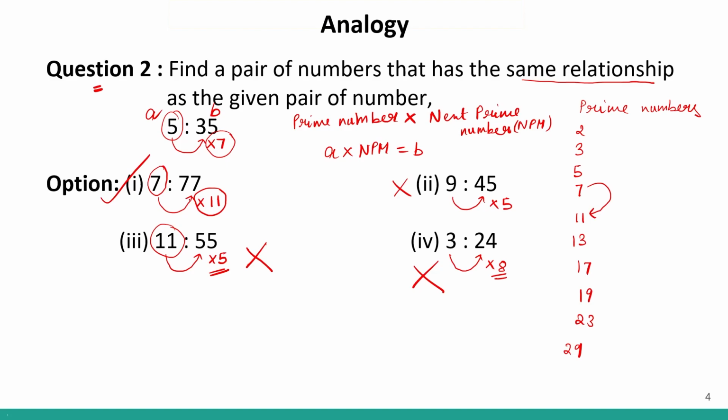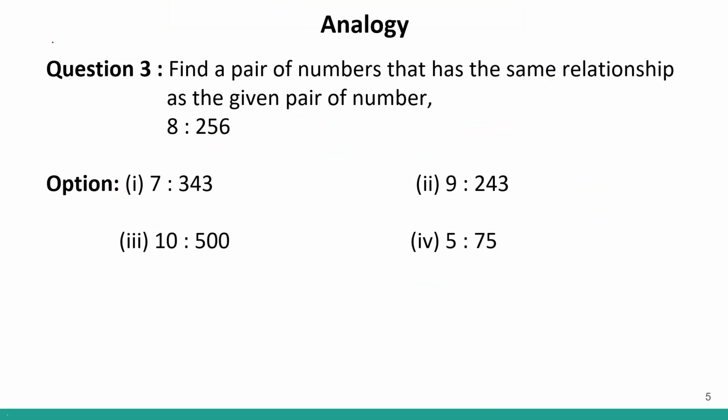Okay. Moving on to question number 3. Question number 3 says find a pair of numbers that has the same relationship as the given pair of numbers. That means this pair has a relationship. We have to identify that relationship and then find an option which bears the same relationship. So now if I see 8 and 256.